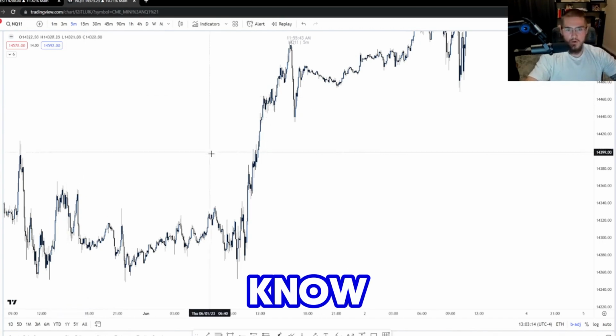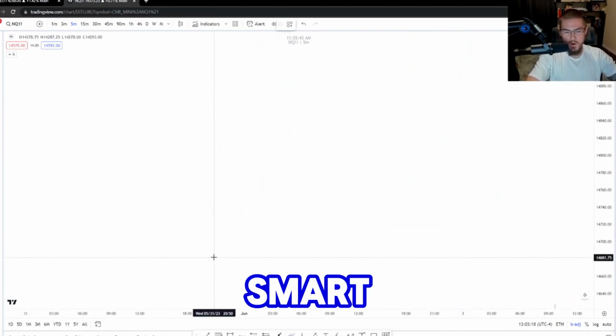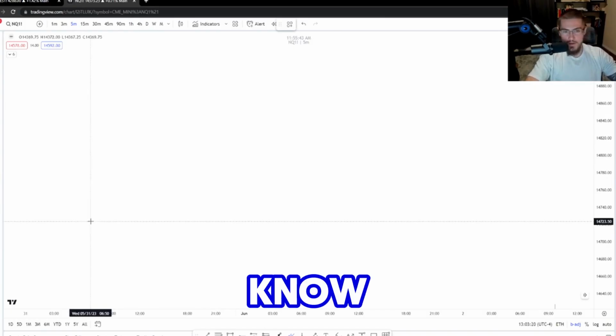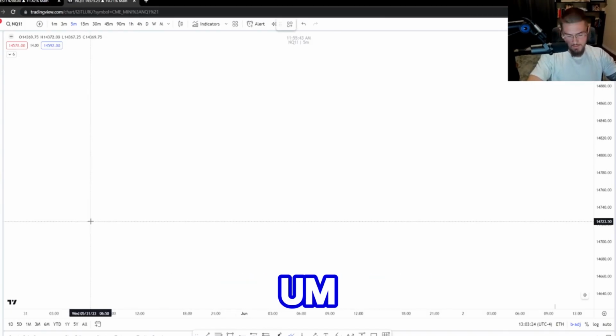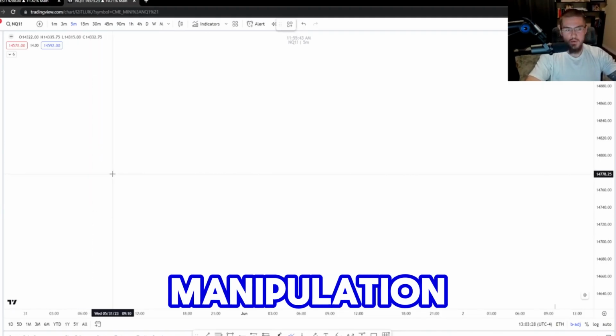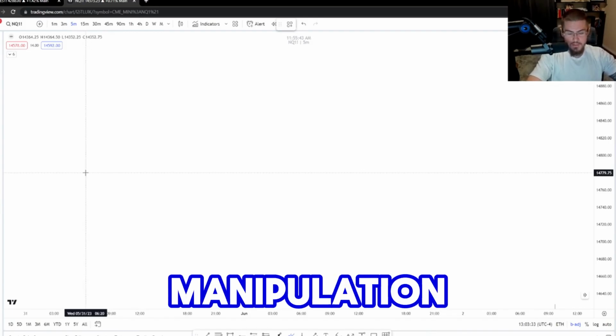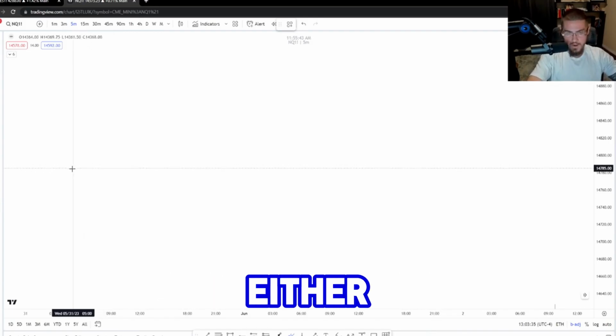So, for those who don't know, the power of three is just saying that the market, and this is the essence of smart money concepts, right? Manipulation. That's the overall basis behind everything we do. We're trying to track smart money's manipulation of the market. So, in order for there to be manipulation, there has to be accumulation, right? There has to be liquidity.